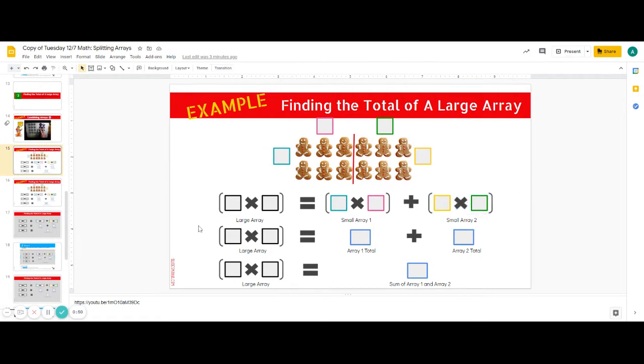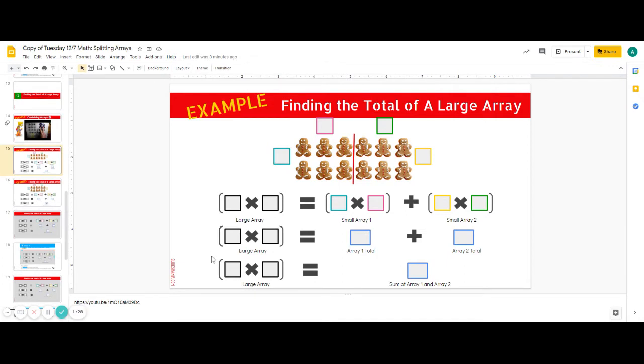The next line is saying that same large array, again, we're writing it as a large array because we don't know the answer to that large array. That's what we're trying to figure out, is equal to the total in the first array added to the total in the second array. The total number of gingerbread man cookies in array 1 added to the total gingerbread man cookies in array 2 is equal to the total number of gingerbread men in the whole array.